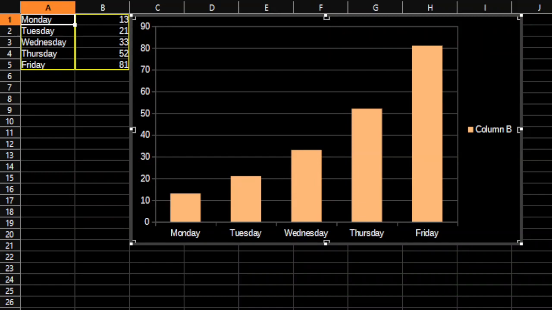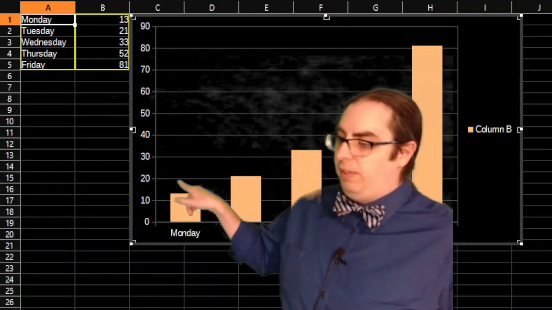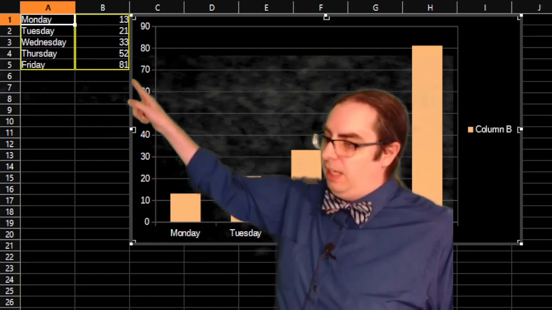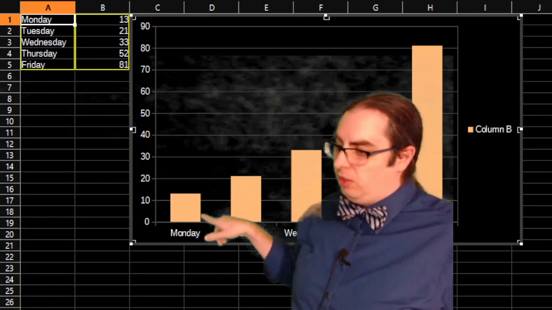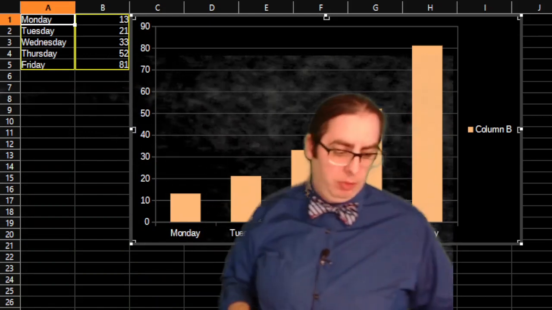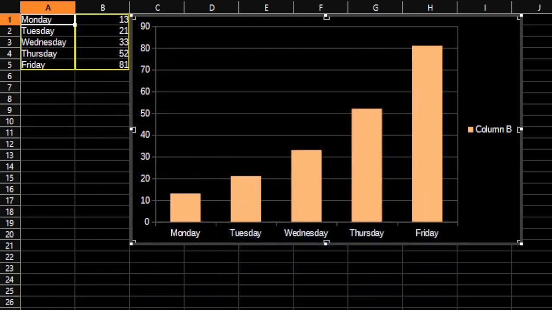Of course, on a bar graph, the height of each bar corresponds to the value of that category. So Monday had a value of 13. 13 is right here, somewhere between 10 and 20, exactly what we would expect.